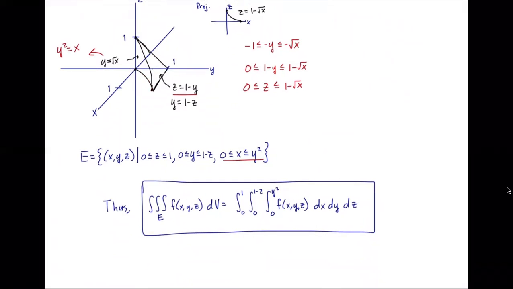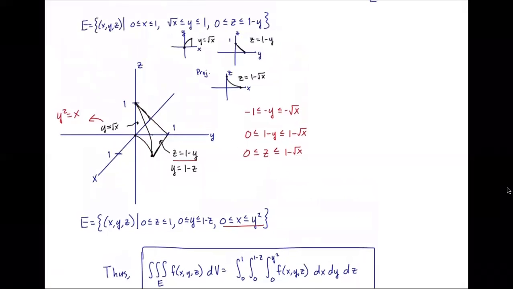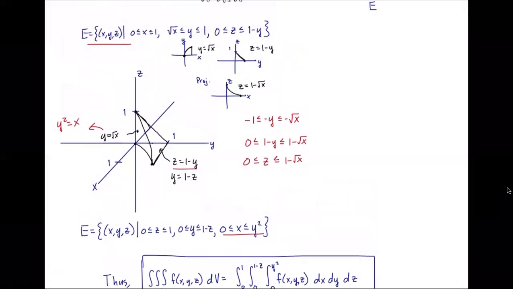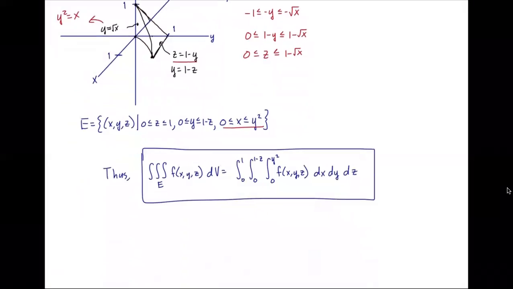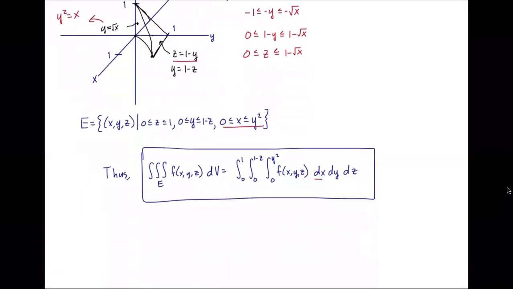So a good idea is to take our original description of E and rewrite it first so that we are bounding things in the ways that we'll need to for the integral. If we're going to integrate with respect to x first, then we need to bound x by surfaces. And these are the two surfaces. X equals 0 is the yz plane, and x equals y squared is the parabolic cylinder. Okay, so now we've got our surface bounds for x.